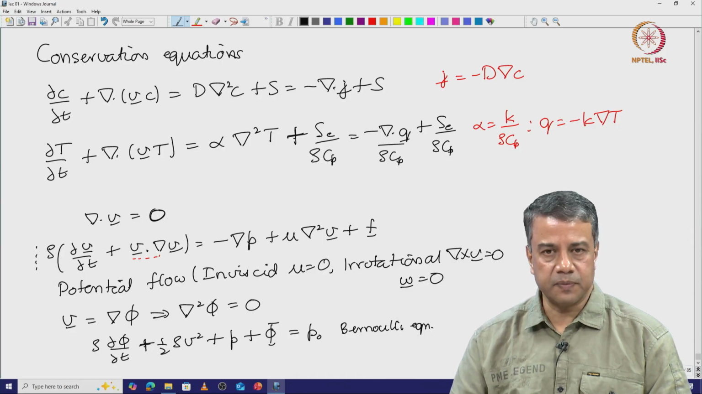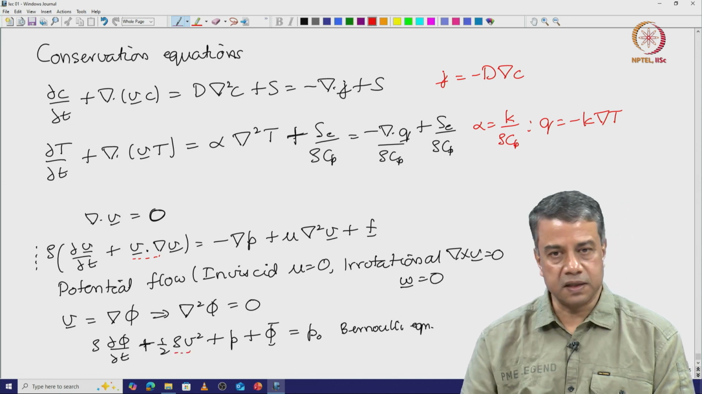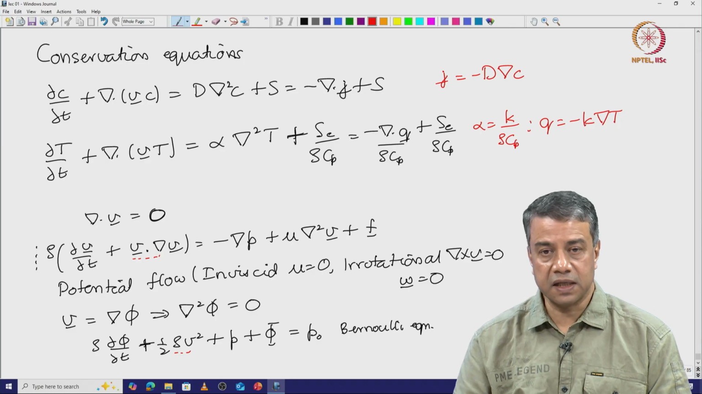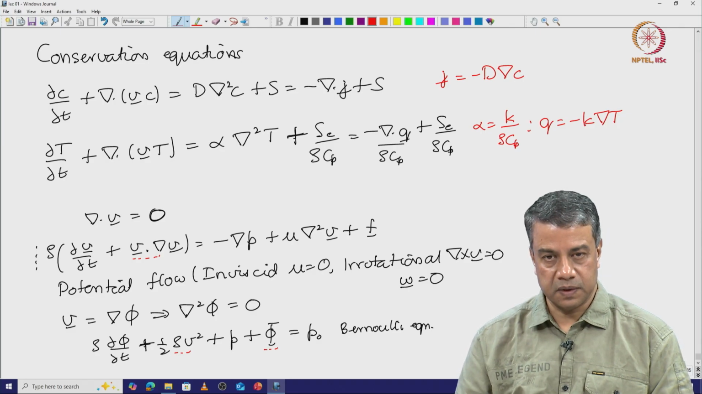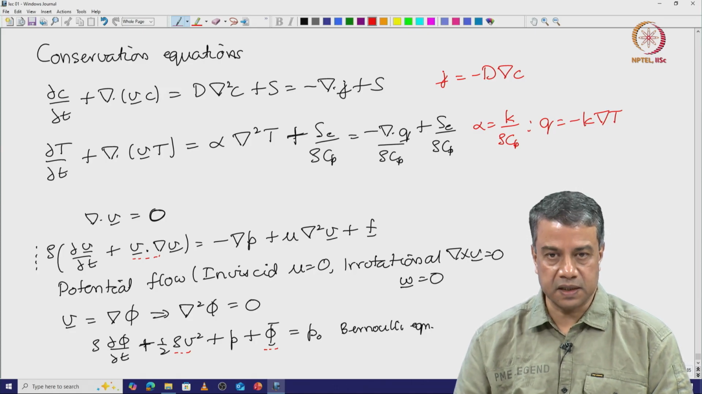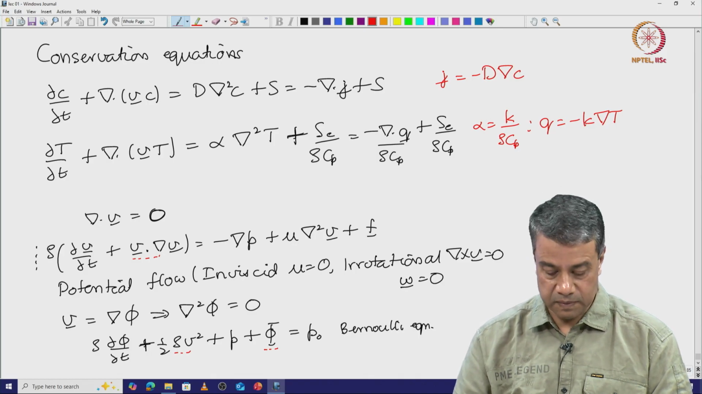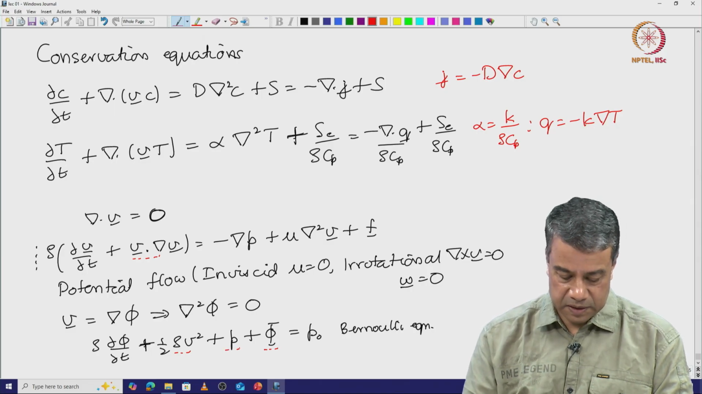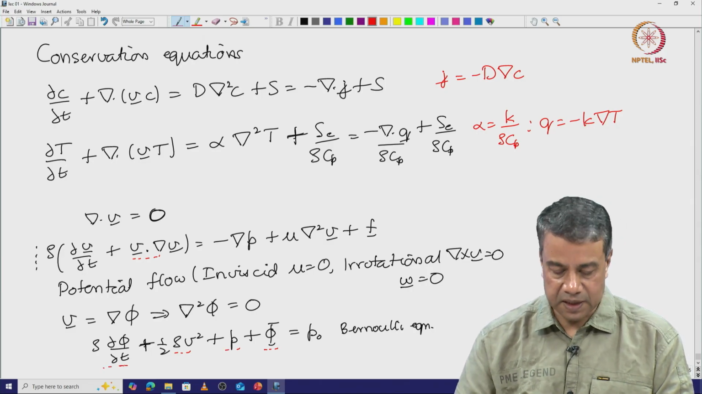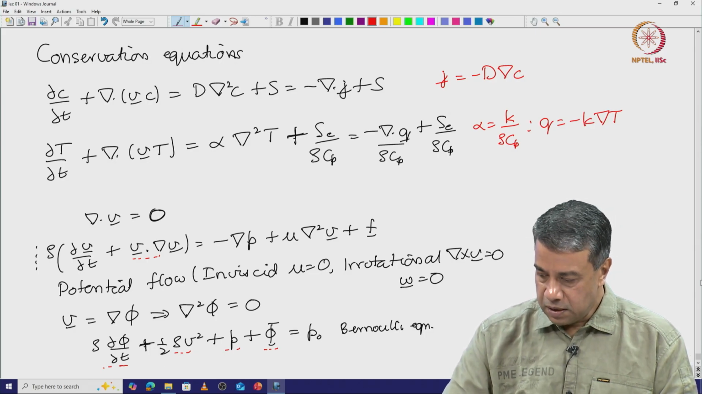Here half rho v square basically is v dot v. So, this can be considered as the kinetic energy. Half rho v square is the kinetic energy per unit volume. This is the potential energy per unit volume. For example, if you had a tank at a height z, this would be g times z. p is the pressure, and the first term represents the acceleration term in the Bernoulli equation. So, that is what we had completed in the last lecture.